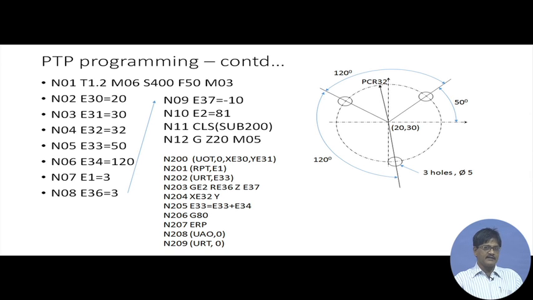So, at the end of this program, we will have 3 holes drilled at the required locations, carried out by the execution of a subroutine, making use of the E parameters and some G codes. Thank you very much.